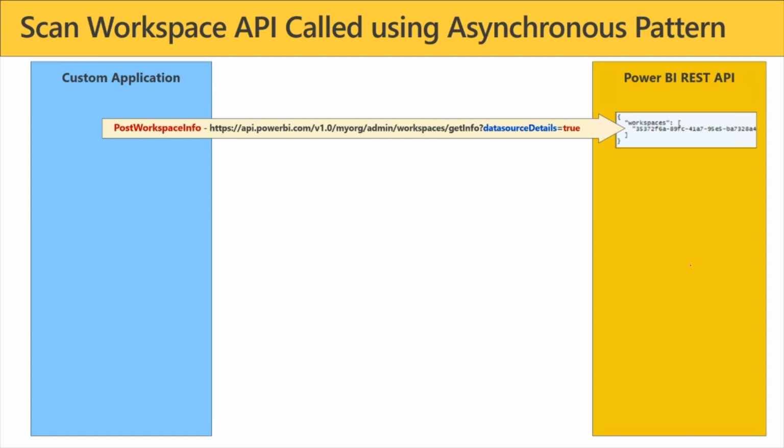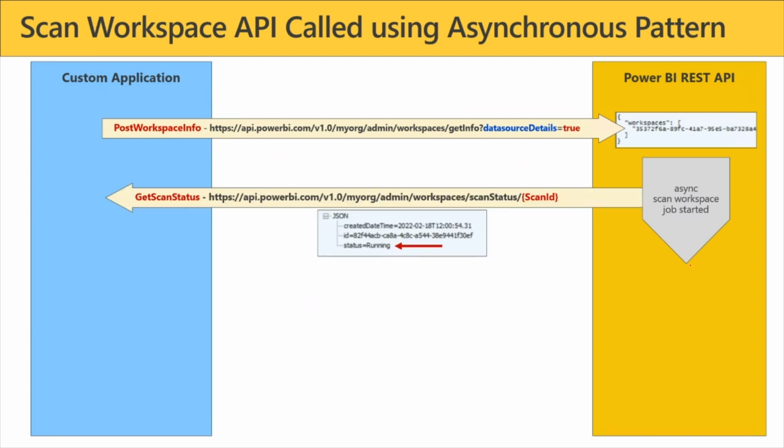But the idea is that this method will do nothing more than start the job and give you back a scan ID. And then what's going to happen is that when you get back the scan ID, you can call get scan status, and it will tell you status equals running. Okay, it's not ready yet.